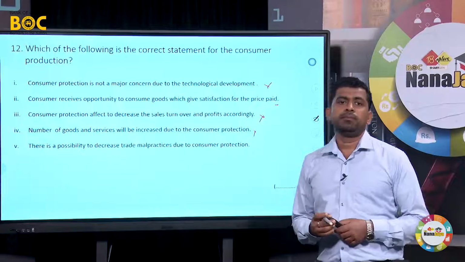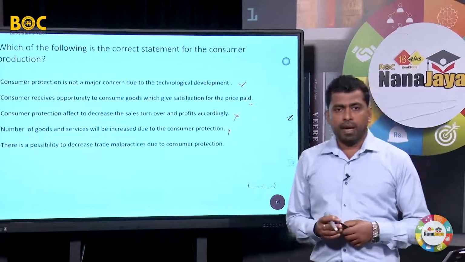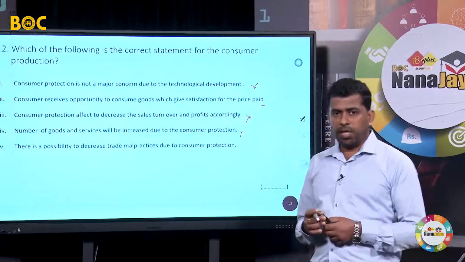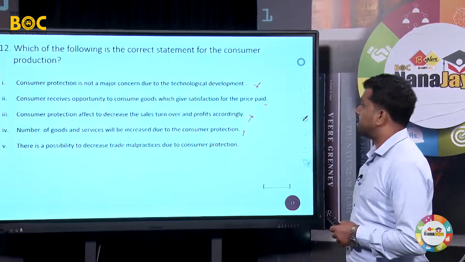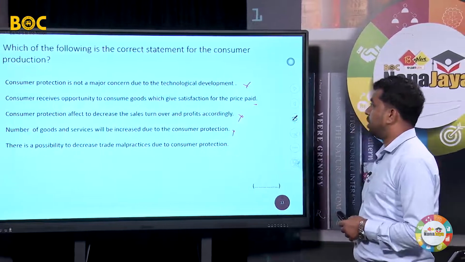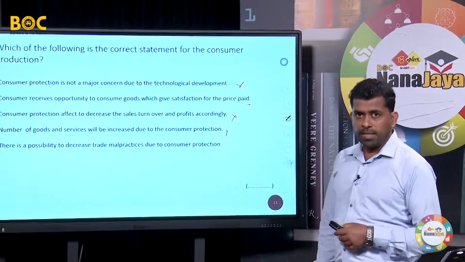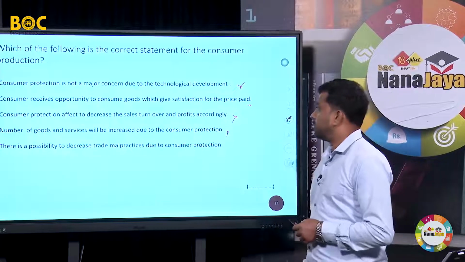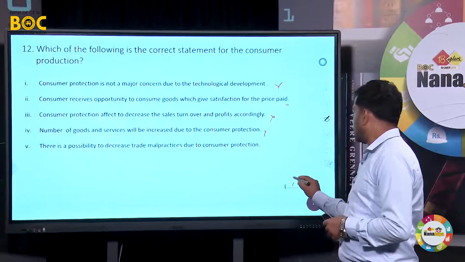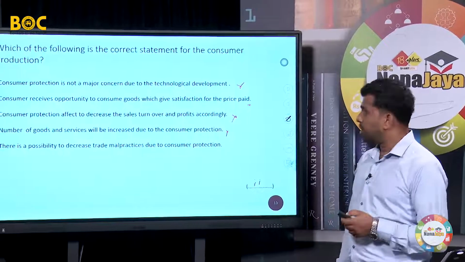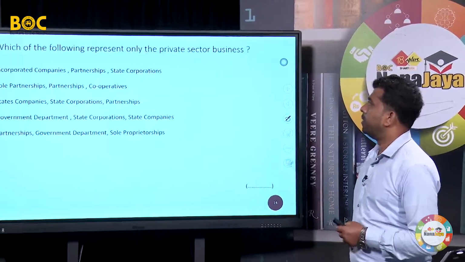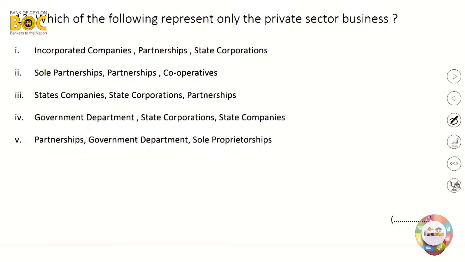There are some trade malpractices, though there are consumer protection laws. So the accepted answer is consumer receives opportunity to consume goods which give satisfaction for the price paid. The second option is the most appropriate answer for the question number 12.